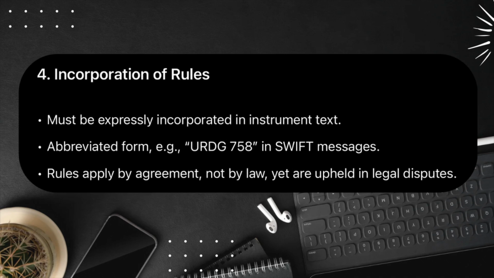Rule application and operation. Let's talk about how these rules work in practice. The ICC rules only apply if they are explicitly included in the text of the instrument. For example, a demand guarantee might say, "This guarantee is subject to URDG 758." These rules are not part of the law but will be recognized by a court as part of the contract between the issuer and beneficiary. All these sets of rules are contractual rules.